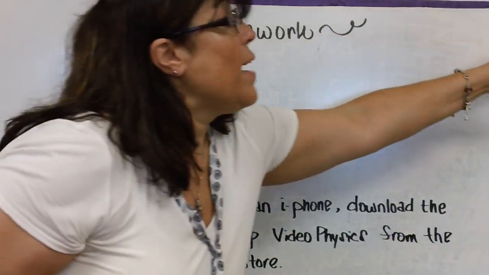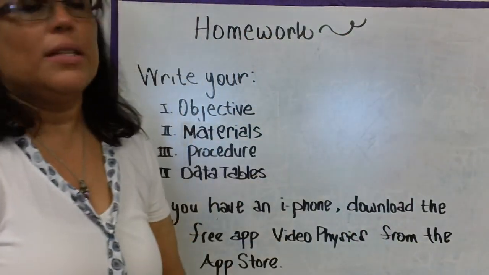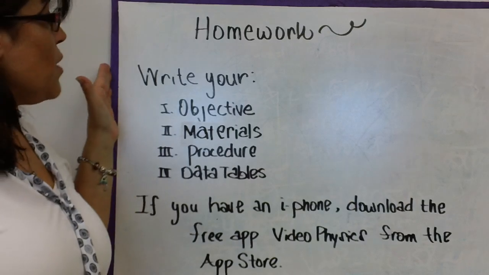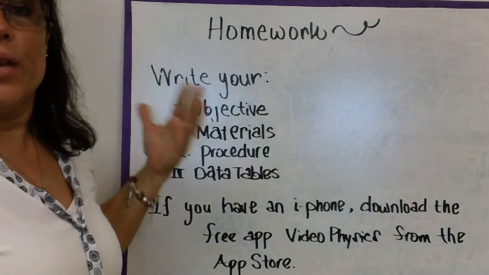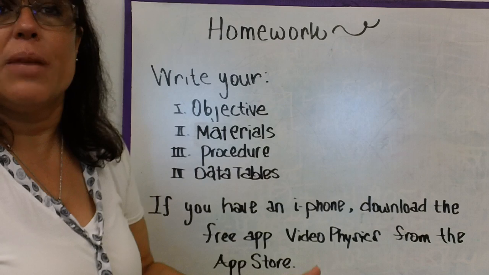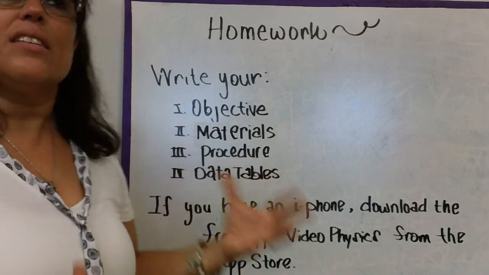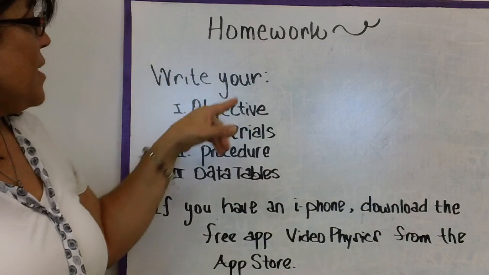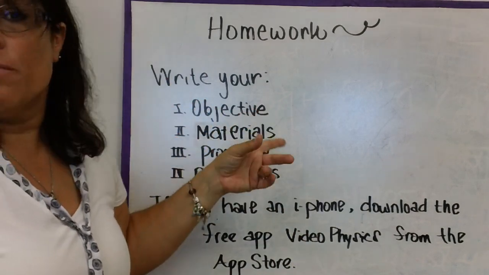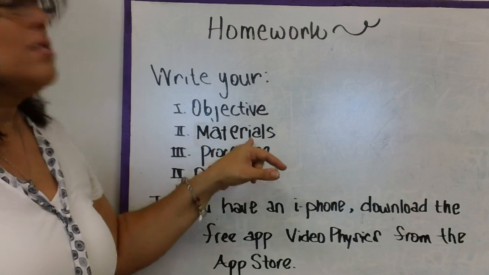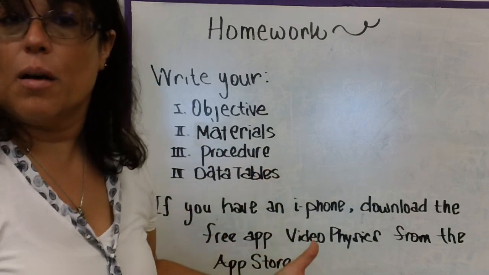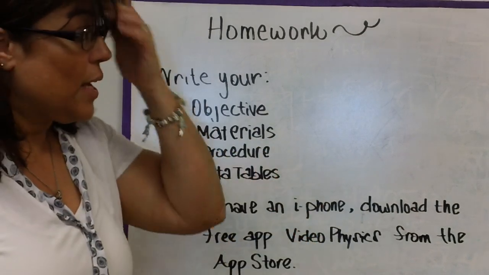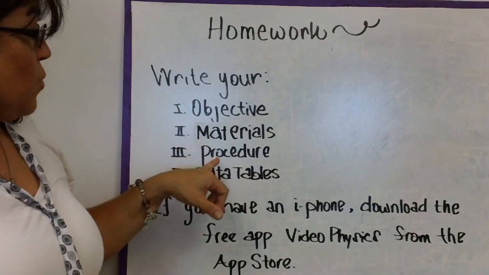Okay, so what do you have to do for homework with this video? The first thing is I want you to come prepared with a lab written up already for all the information ahead of time. This doesn't have to be formal, it can be handwritten, but make sure that you write your objective. And this can come from the textbook. The materials that you need, once again, can come right from the textbook on pages 48 and 49. And then you're going to write your procedure.